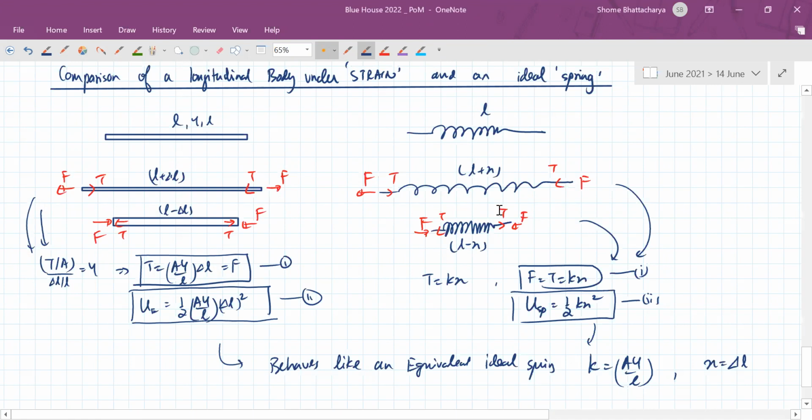Yes sir. So if you check dimensionally also, area into Young's modulus has the unit of newtons, because Young's modulus is in Newton per meter square. So area into Young's modulus divided by natural length is a physical quantity which has the dimension of force per unit length, or unit of Newton per meter, and plays the same role in the formula as the spring constant plays for an ideal spring's formula, right?